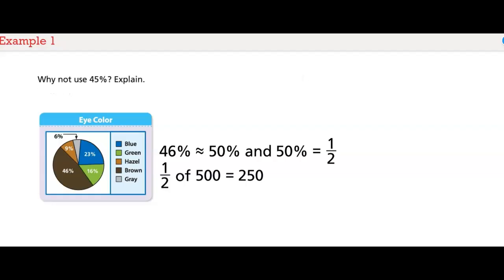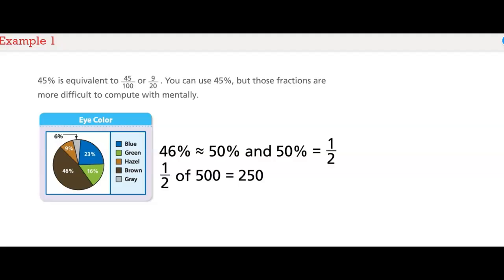Why not use 45%? Explain. 45% is equivalent to 45/100 or 9/20. You can use 45%, but those fractions are more difficult to compute with mentally.